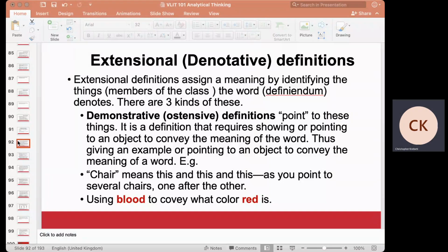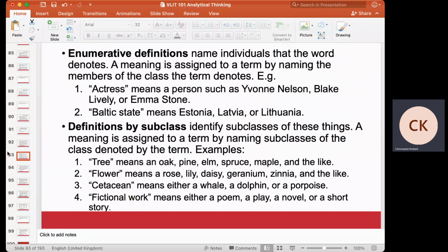Then we have enumerative definitions, which are also an example of the denotative definitions. So we have the enumerative definition. The enumerative definitions name individuals that the word denotes.